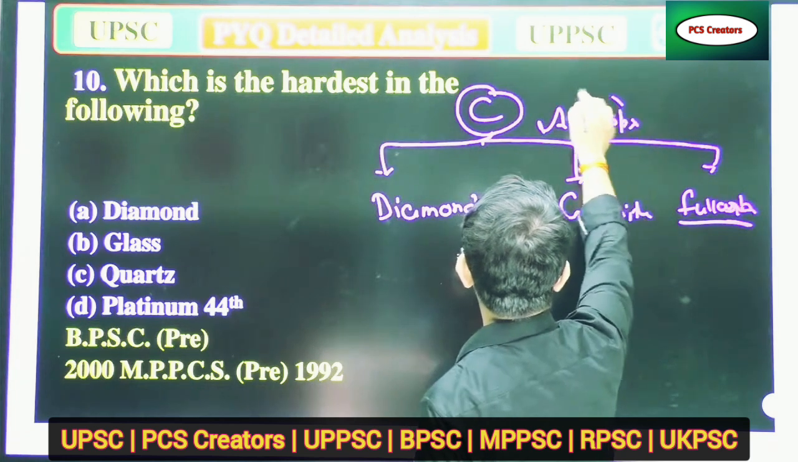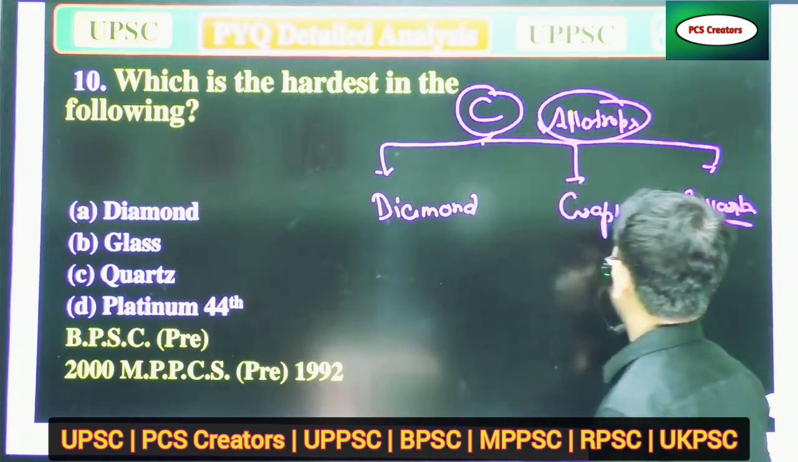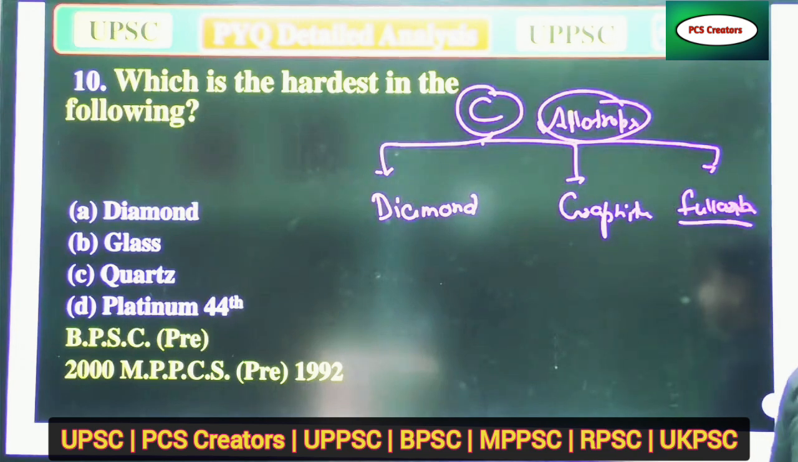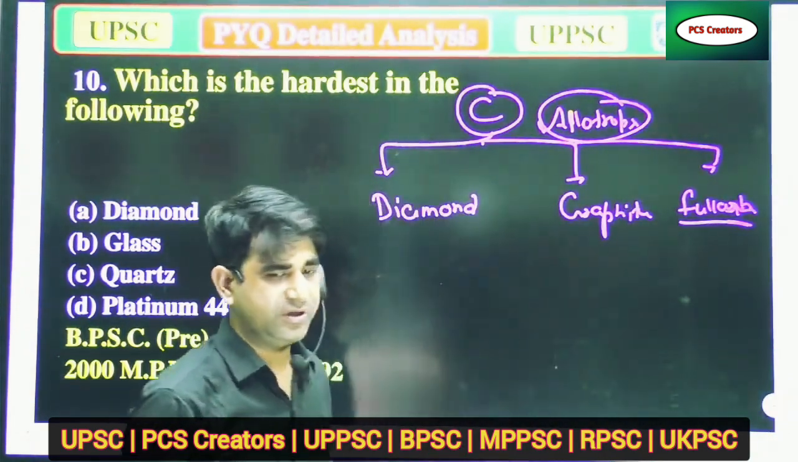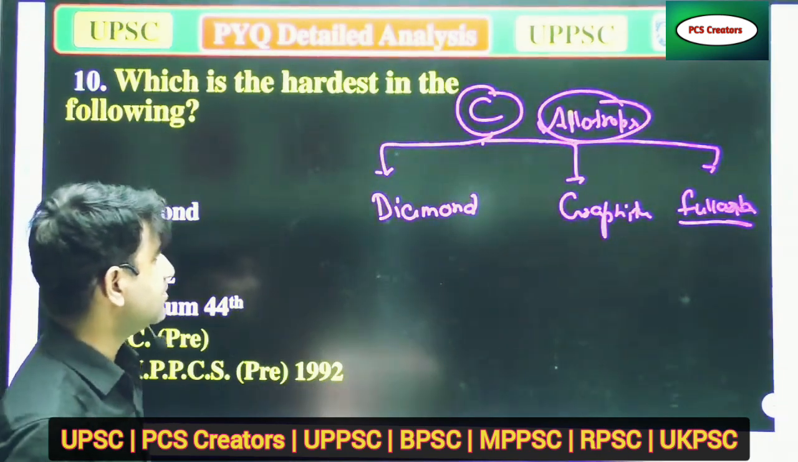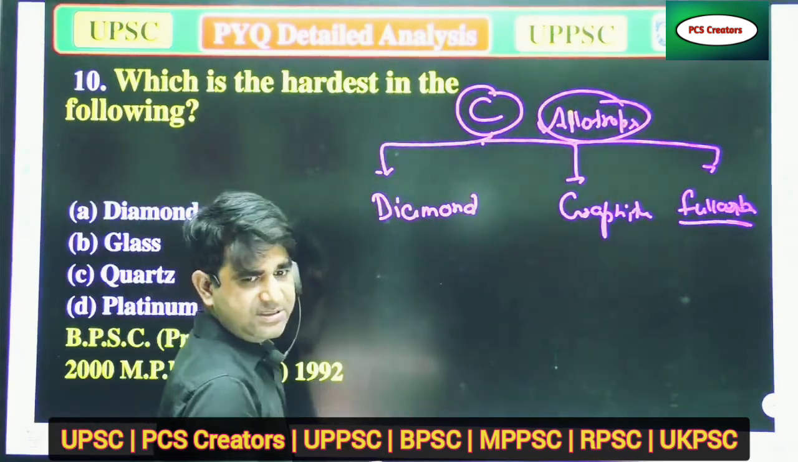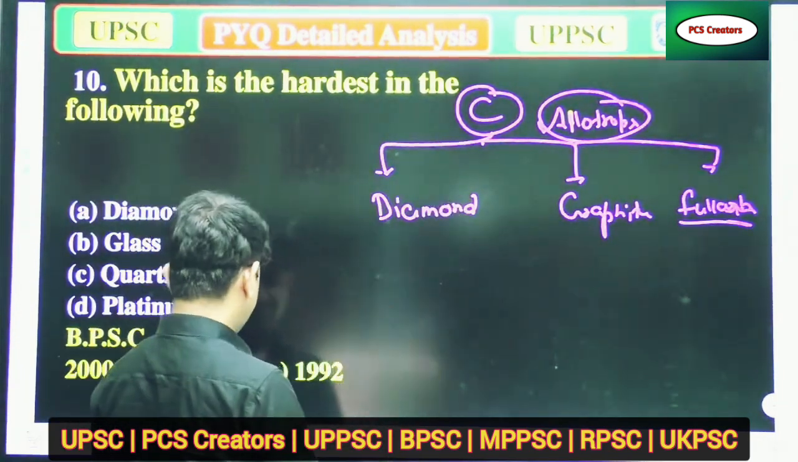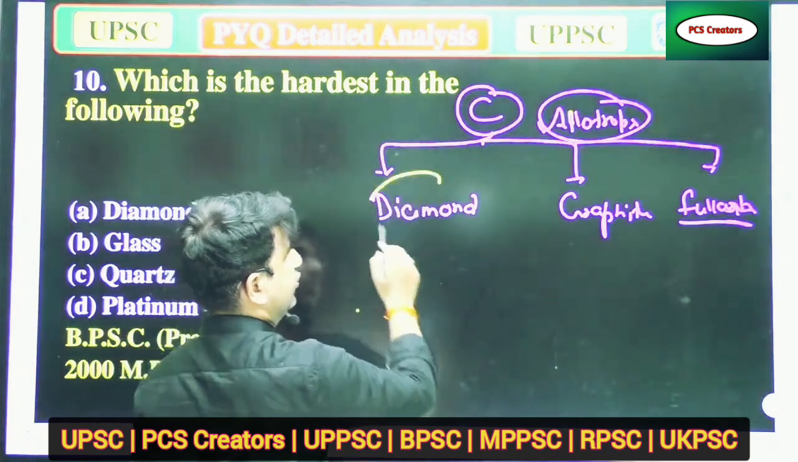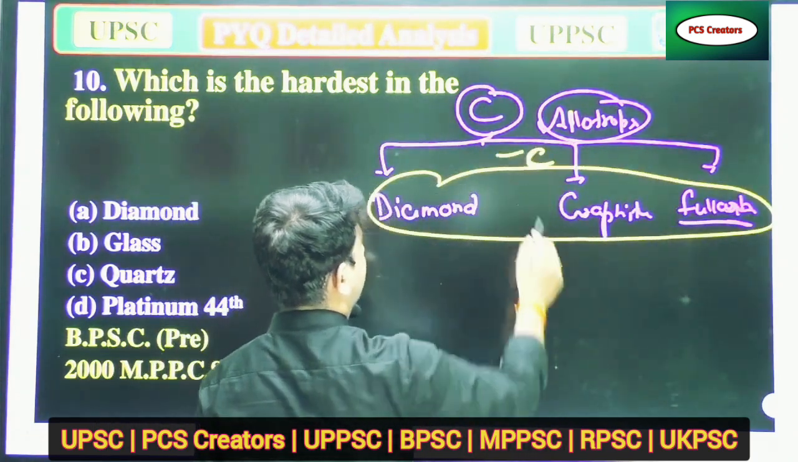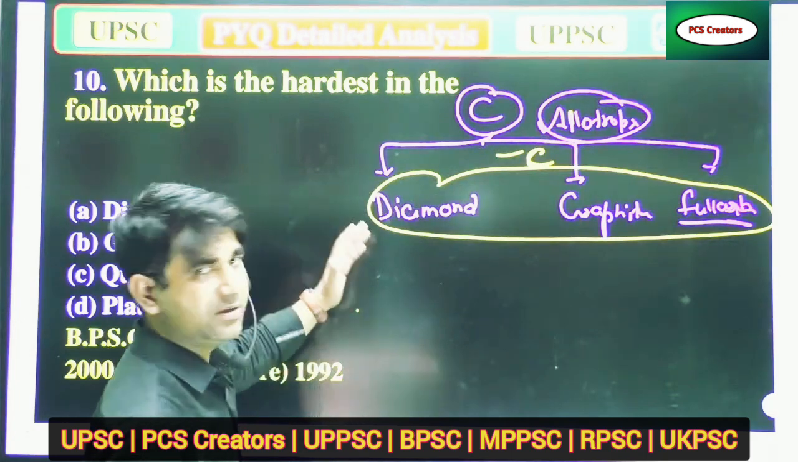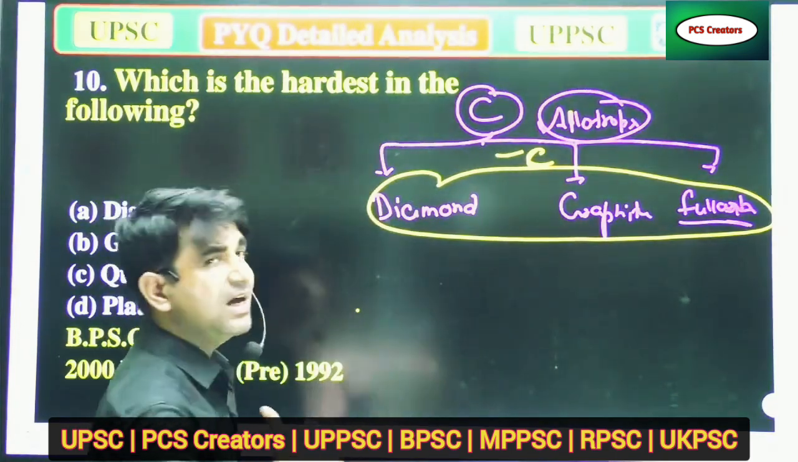These are the allotropes of carbon, that is diamond, graphite, and fullerene. In all of these, the symbol of the element is C. When someone asks you what the symbol of these elements is, you can easily say, sir, the symbol is C, for carbon.